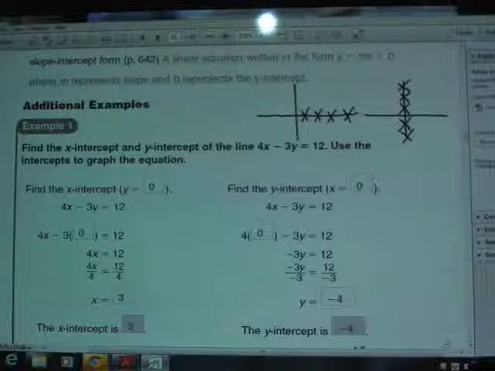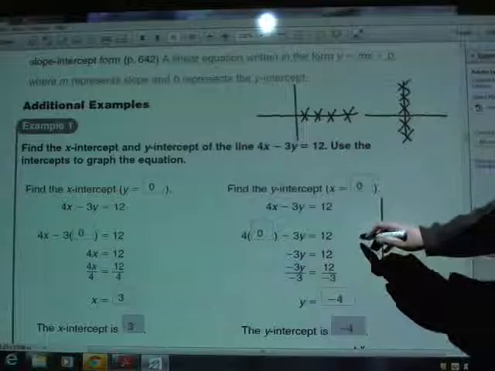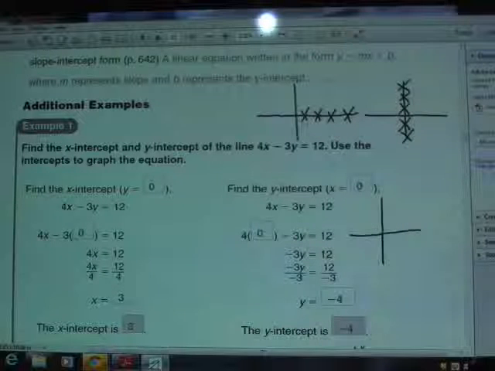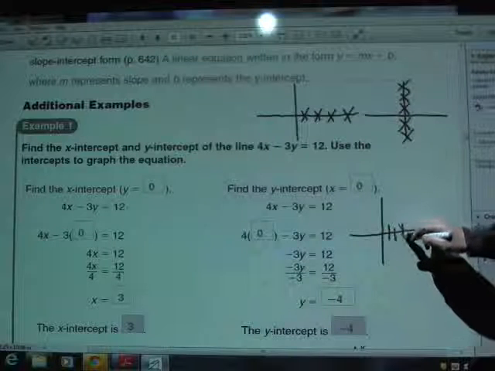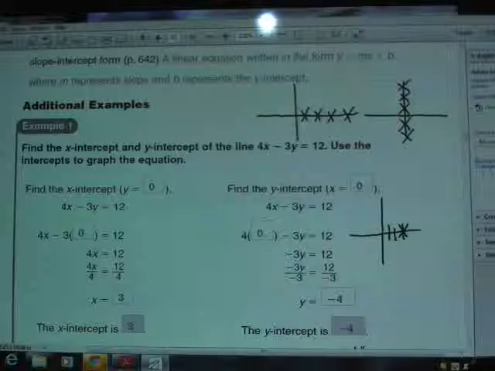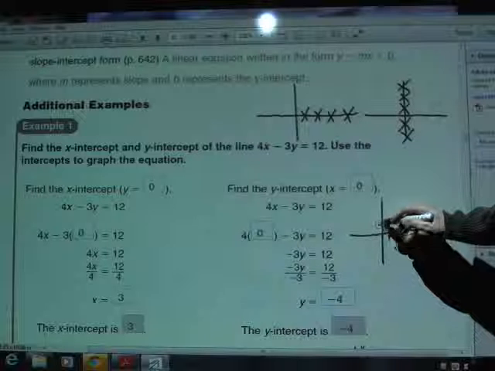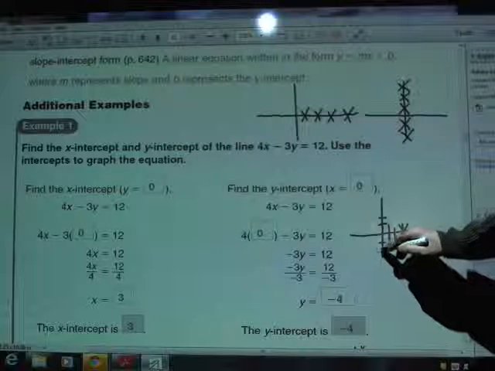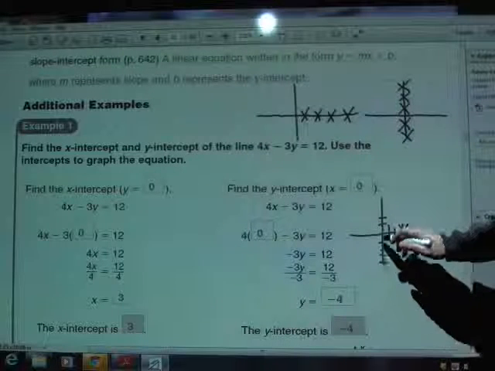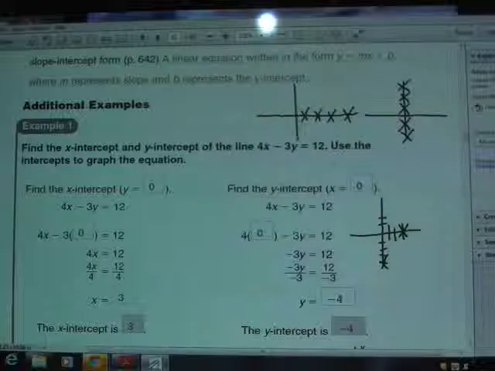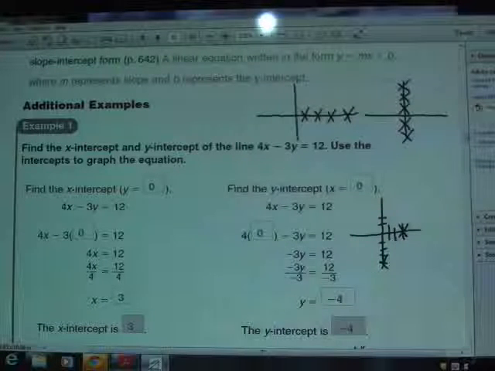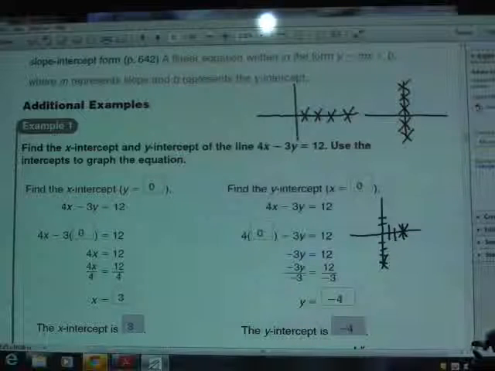So if I were to make a little graph here now, we know the x-intercept is 3. So across the x-axis, this line is going to hit at 3. And on the y-axis, the graph of the line here is going to hit at negative 4. So I go down to 4 on the y-axis and connect those points, and that's going to be the graph of my line. And that's what we're going to do down here, I believe.